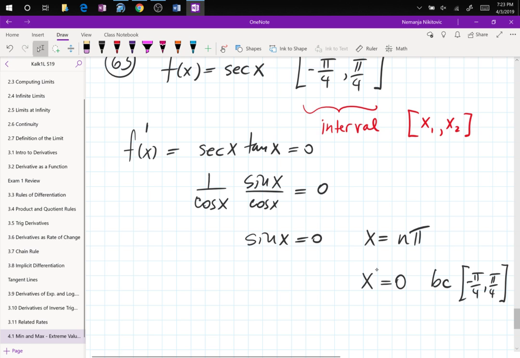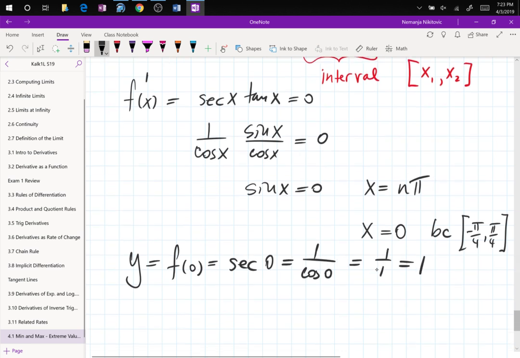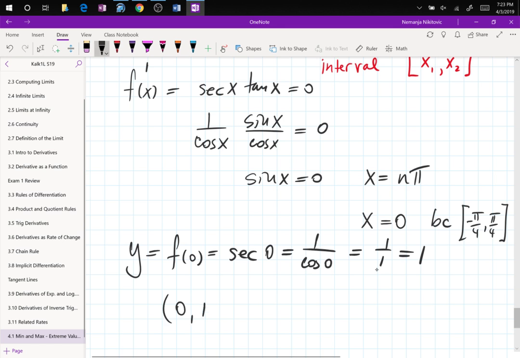Great. What is secant of 0? Perfect. It's 1. So now we have y, which is f of 0. That's secant of 0. Secant is 1 over cosine of 0, so it's 1 over 1, which is 1. So we have our critical point (0, 1). Now what?